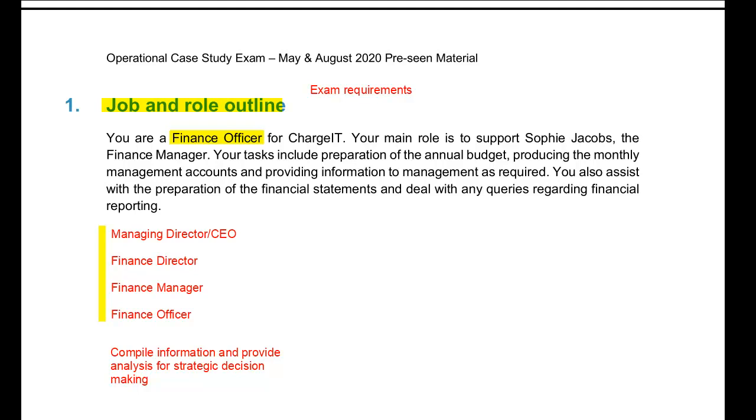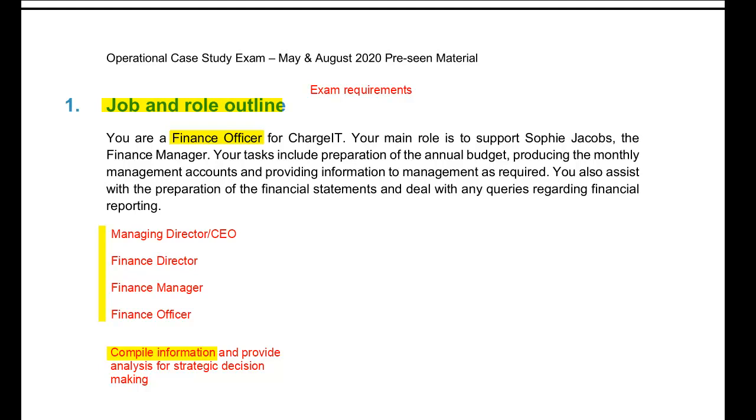Okay, so we've set out the level of responsibility that you will have to take on as a finance officer within this business. Now let's break down this statement on screen in a little bit more detail to specifically relate it back to the requirements you'll face in your exam and the sort of tasks you'll be asked to perform. Okay, so let's start with this first phrase here, compile information. What does this actually mean in the context of your exam?